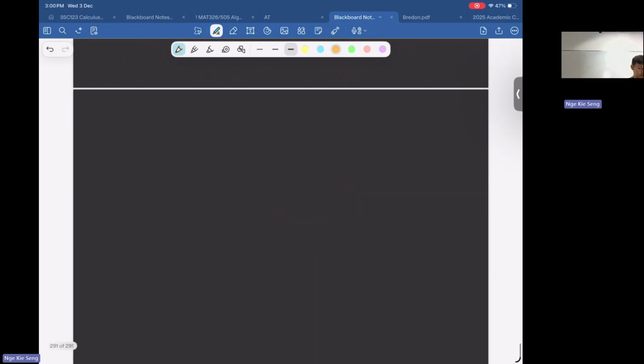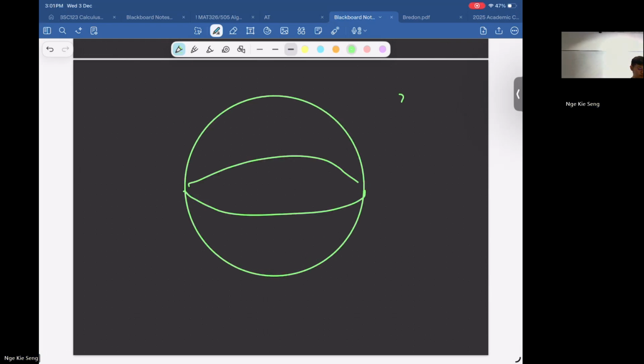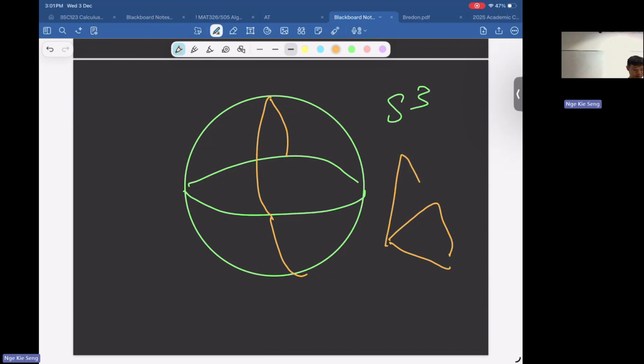Okay, let's continue. Last time, do we still remember when we discussed S^n, and this is X3, right? We drew a CW complex like, is it like this? Or something like this?